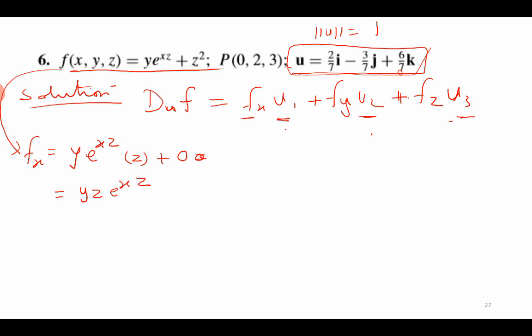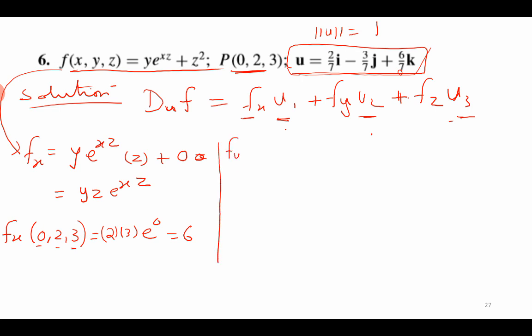Now substitute the point P, f_x at the point P (0, 2, 3). x is 0, y is 2, z is 3. So y is 2, z is 3, e raised to x is e^0, which is 1, so the answer is 6. This is for f_x.